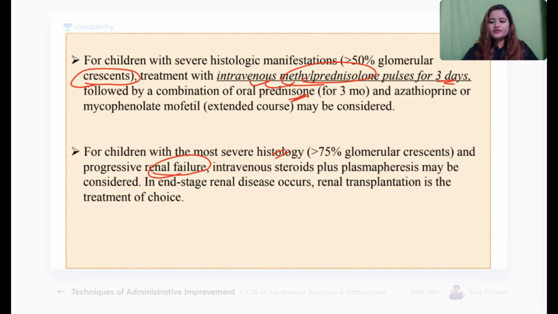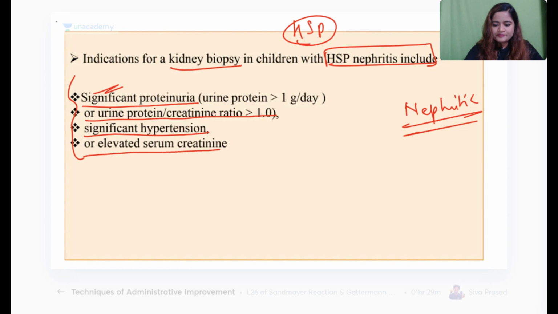So I think we have discussed two very important topics today, that is your hemolytic uremic syndrome and Henoch-Schönlein purpura. Both of them are 5-star topics for your exam, any exam, INICET, FMGE, and even your NEET PG exam. So these two topics need to be mastered very, very nicely.